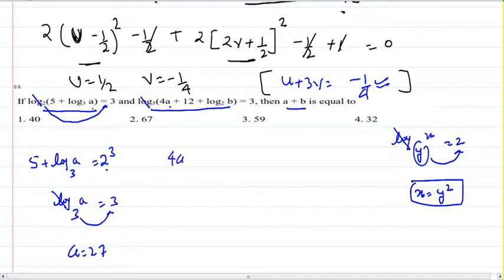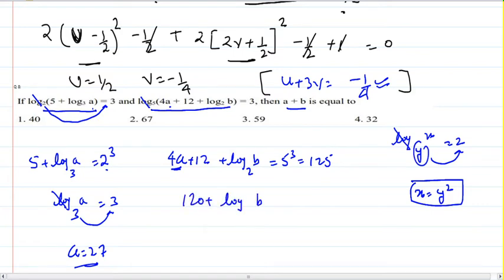So what I will have is 4a plus 12 plus log b base 2 is equal to 5 cube, which is 125. I have already got the value of a as 27. If I put 27 here, I will have 108. 108 plus 12 is 120. If I subtract, I will have 5. Guys, always think about what is the next step. You will be able to save a lot of time. This subtracted here, I will have 5.